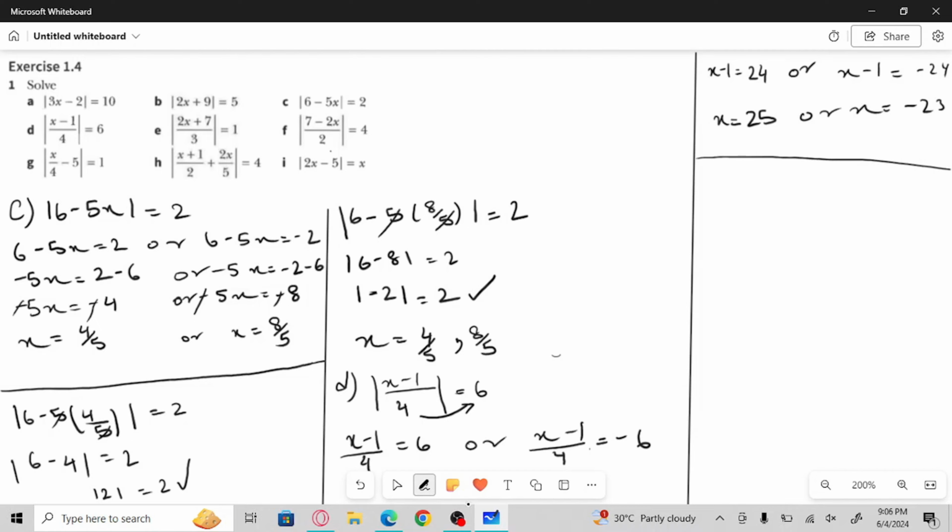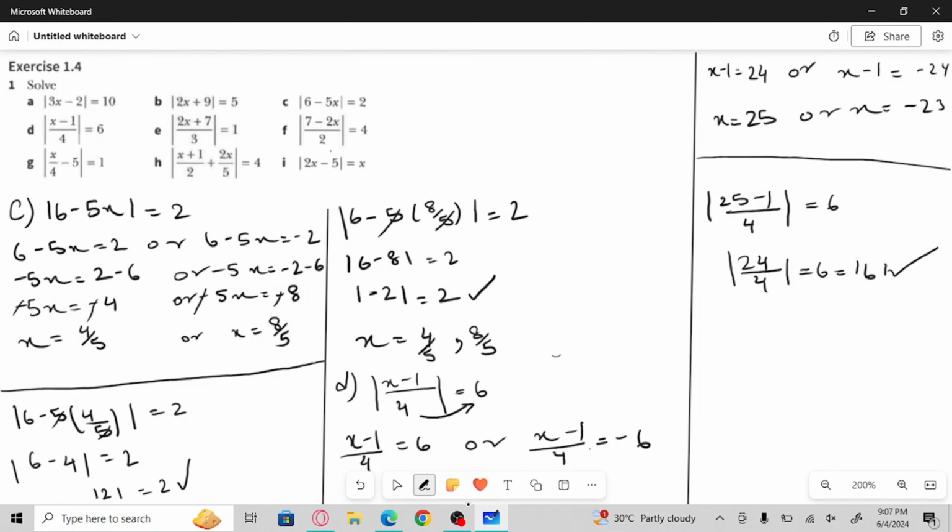So we will input these values in the question. We have |25 - 1|/4 = |6|. In 25 - 4 is 24, divided by 4 is equal to 6, which is obviously equal to the modulus of 6. So this value is correct as an input.